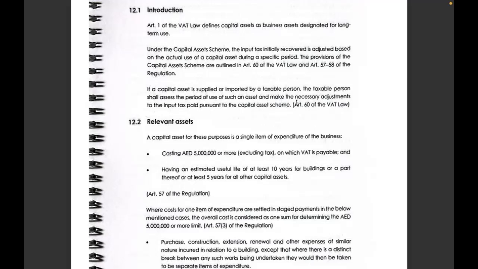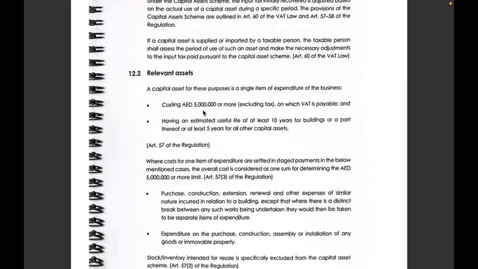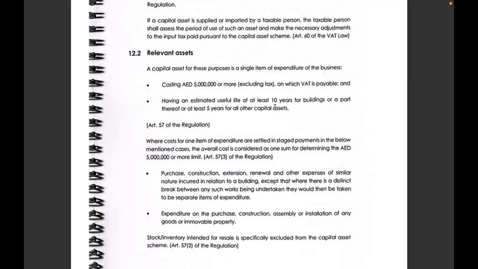So, what are the relevant assets? First of all, a capital asset for these purposes is a single item of expenditure of the business costing 5 million or more, excluding tax on which VAT is payable. Naturally, this is the base value on which VAT is applied, 5 million dirham, and having an estimated useful life of at least 10 years for buildings or a part thereof, or at least 5 years for all other capital assets. 10 years for buildings, 5 years for all other.